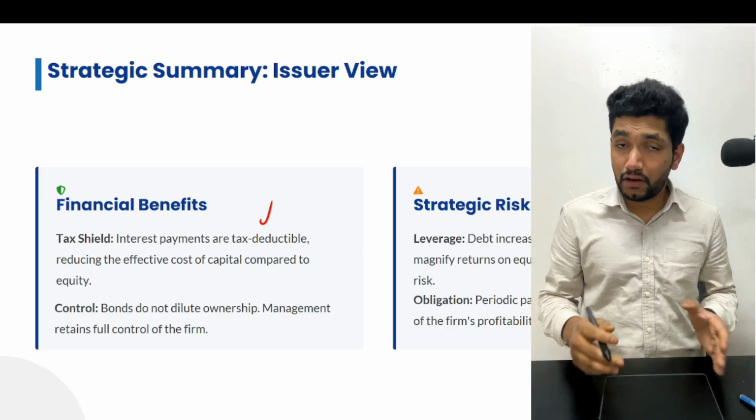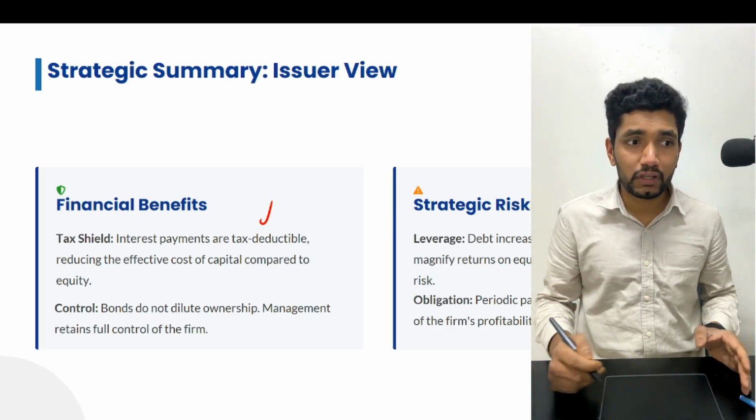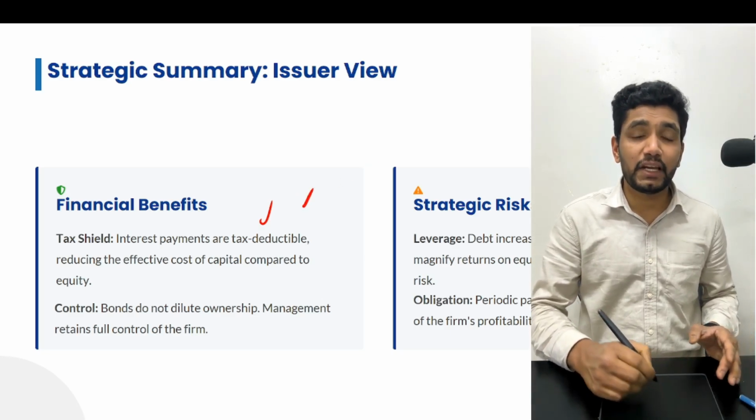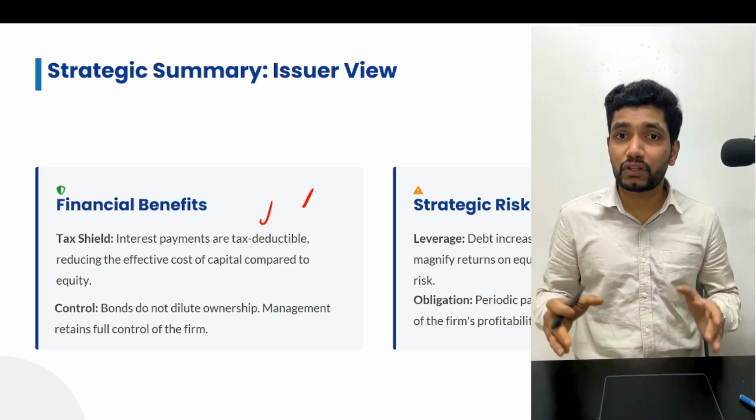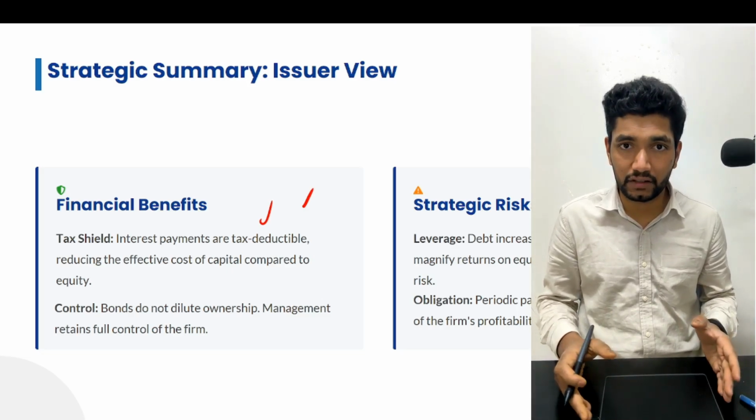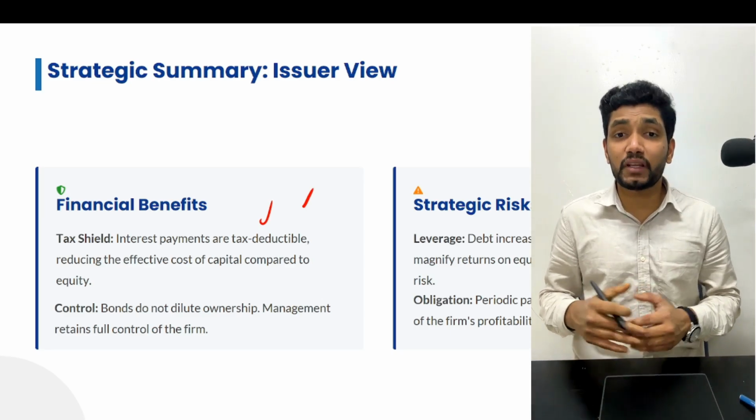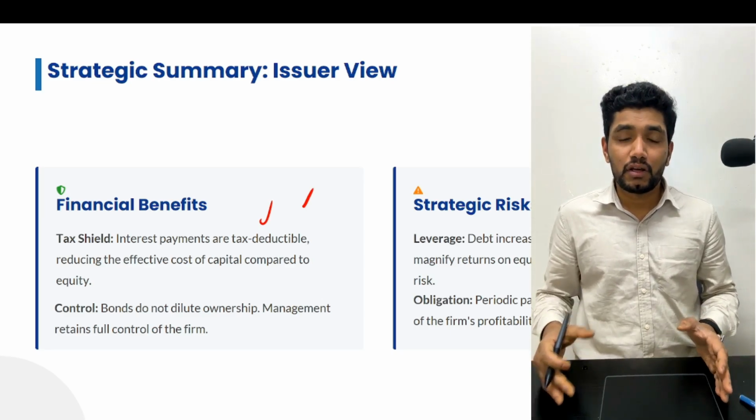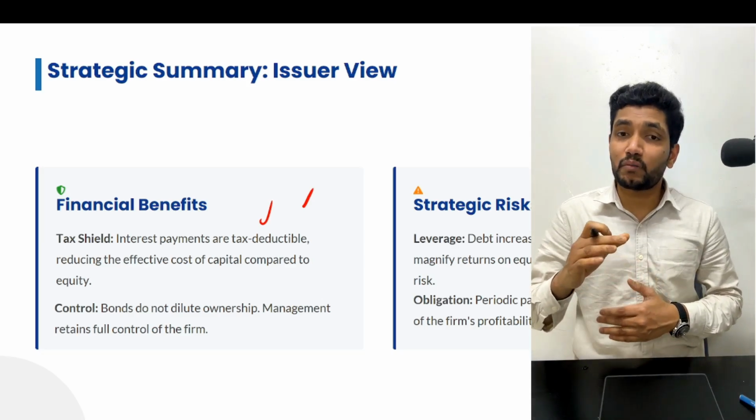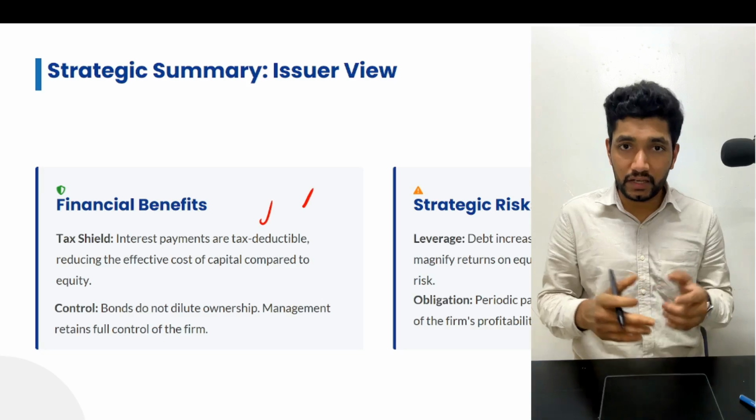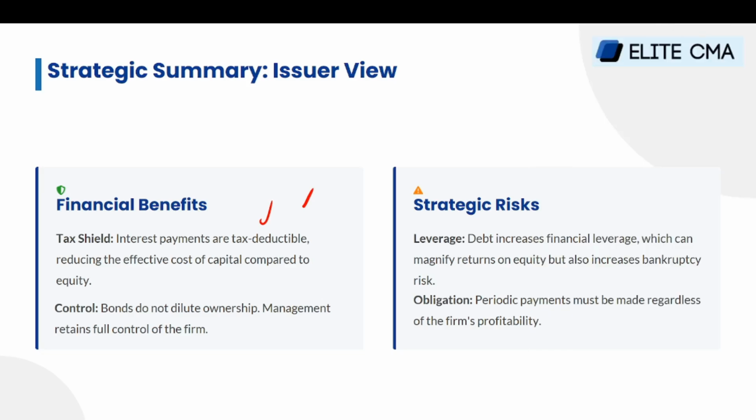So let's have an issuer view of the bond. There are some financial benefits to the issuer related to the bond. The first one is tax shield. Tax shield means the interest payment is tax deductible. If you are calculating net profit, before the net profit you will deduct all the interest payment. So you are going to pay the tax only on the net profit.